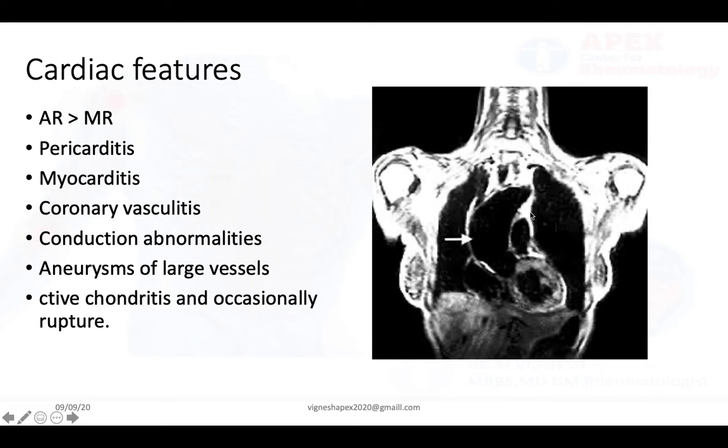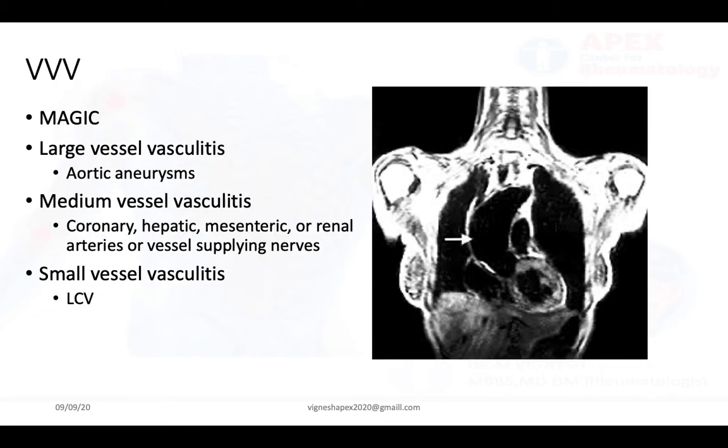Cardiac features, yes, it is because again of the inflammation of the cartilage protein in your aorta, the roots. Because of that there will be root dilatation and patients will have aortic regurgitation. And apart from this, patients can have pericarditis, myocarditis, coronary vasculitis, conduction abnormalities, aneurysms. Aneurysms are really dangerous. And sometimes the patients would not have any features of relapsing polychondritis. They would just present with aneurysms and later they might develop relapsing polychondritis.